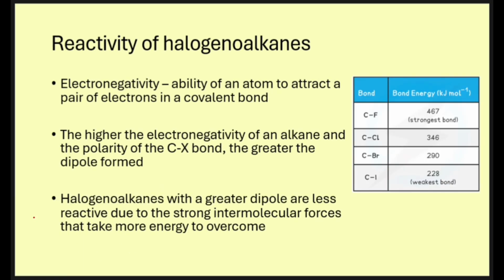The reactivity of halogenoalkanes. If we remember, electronegativity is the ability of an atom to attract a pair of electrons. Keyword: pair, because especially in the AQA mark scheme they're very specific about saying pair of electrons in a covalent bond. So the higher the electronegativity of a halogen and the polarity of the carbon-halogen bond, remember this could be something like bromide to make it clearer, the greater the dipole formed.